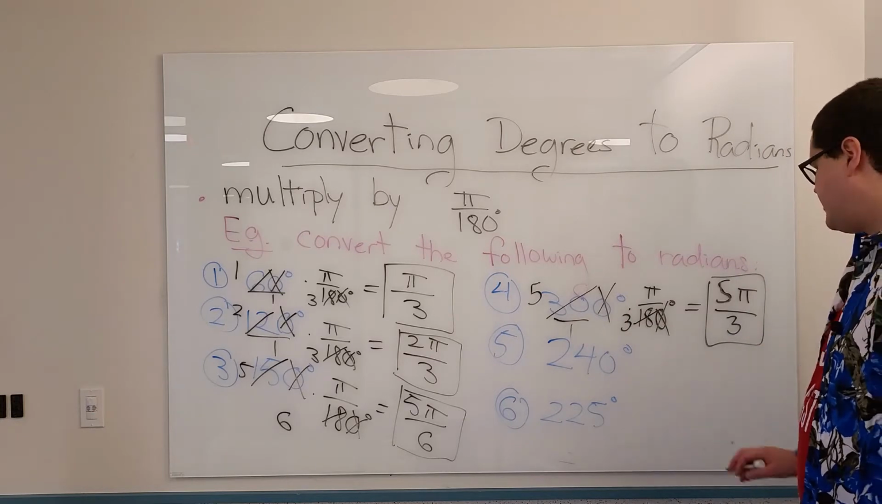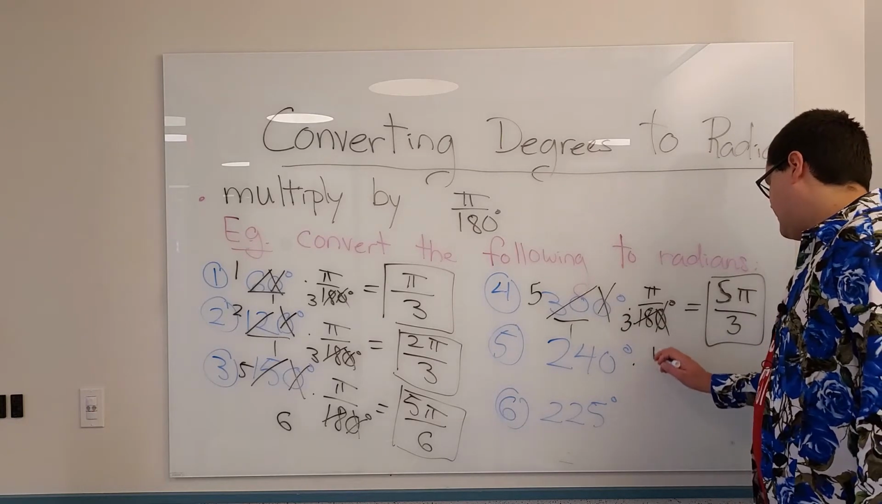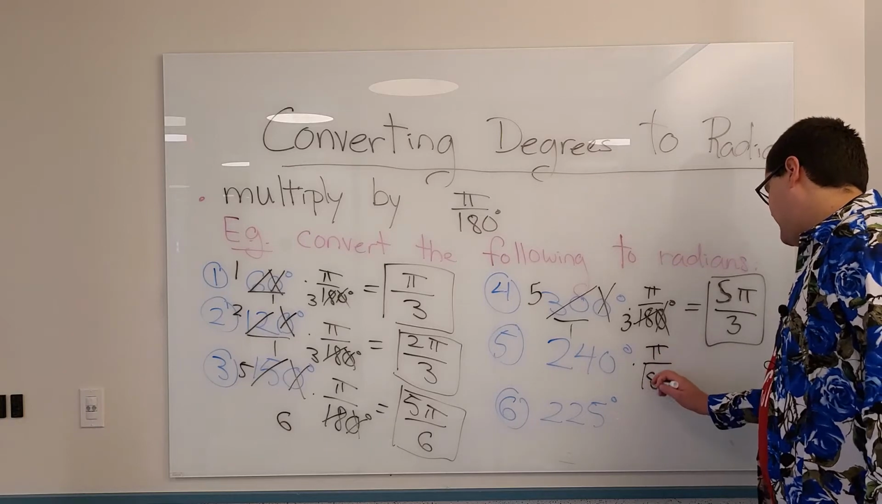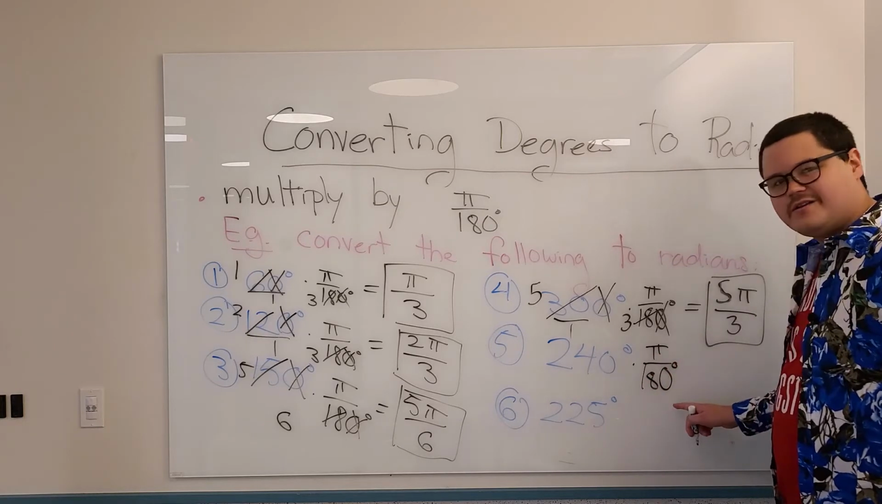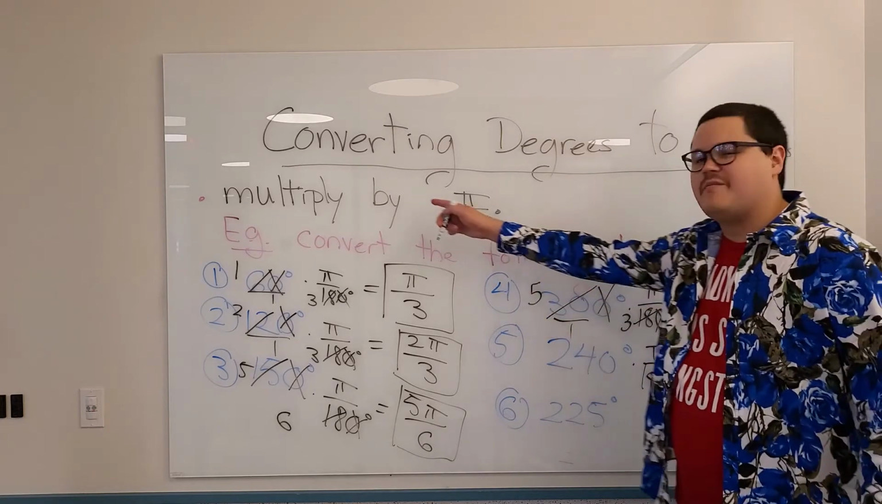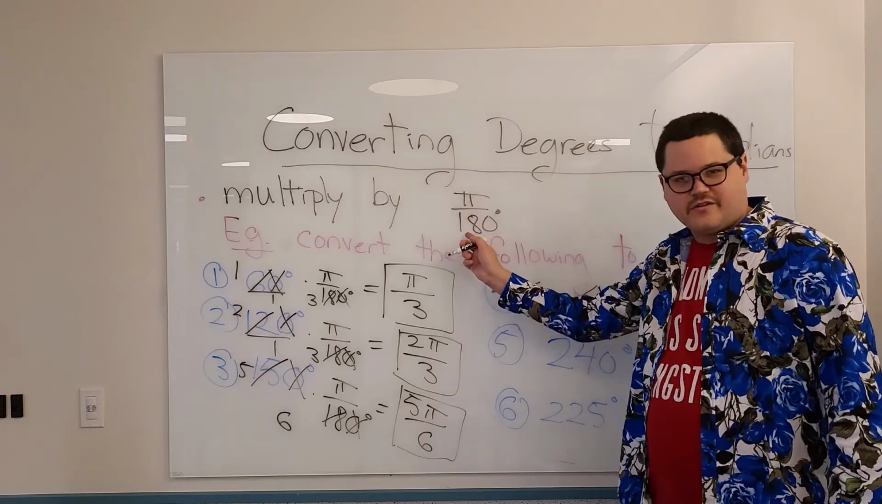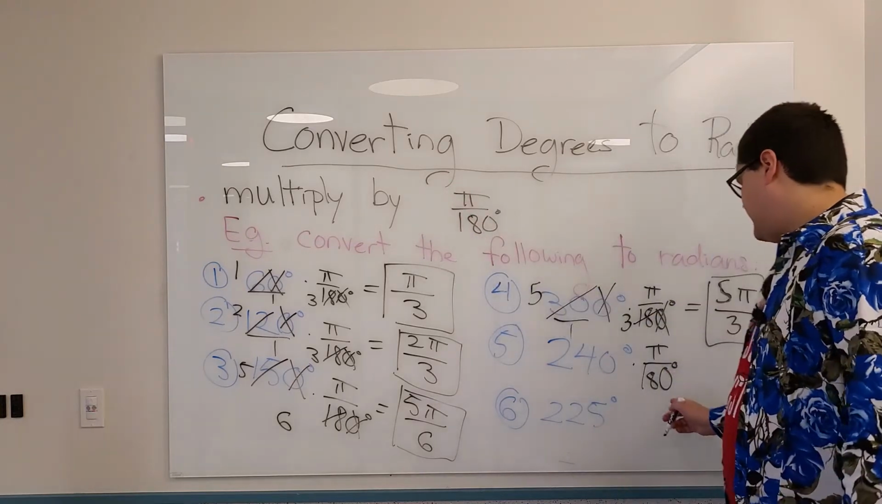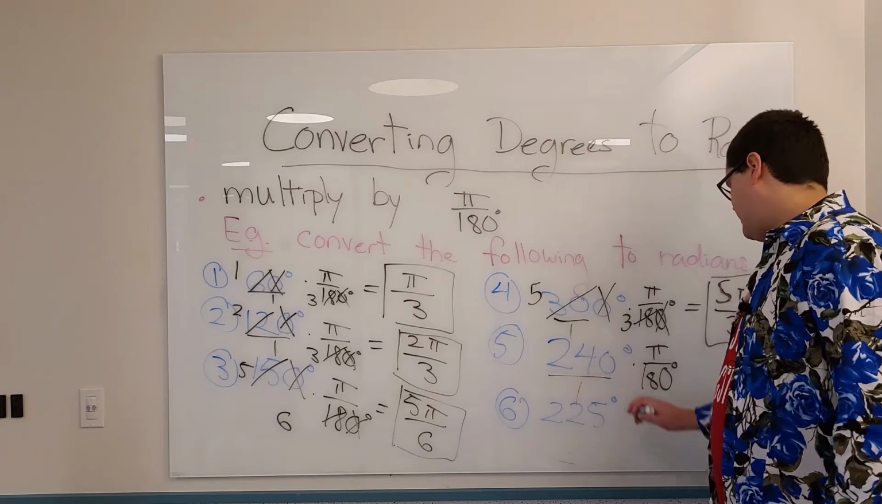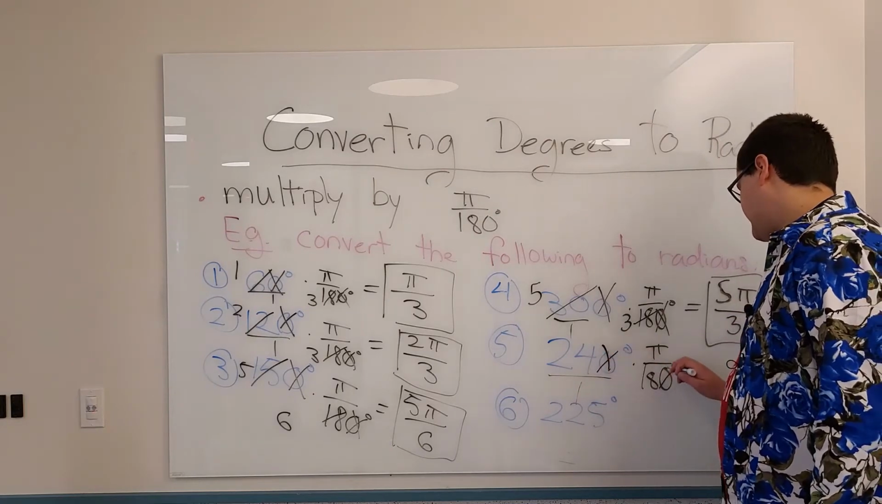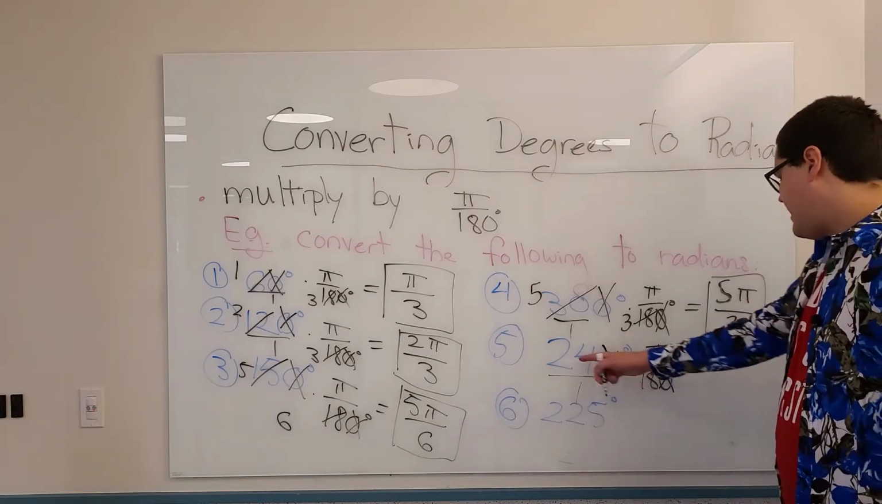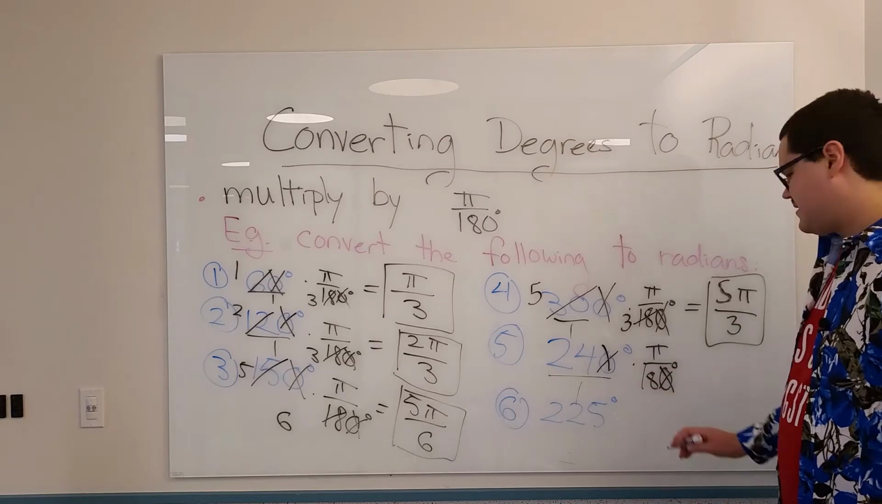Okay, on to 240. 240 times pi over 180. That's all we do every time. Multiply by pi radians over 180 degrees. So 240 is 240 over 1. The zeros cancel. Common factor, well, 6 again.